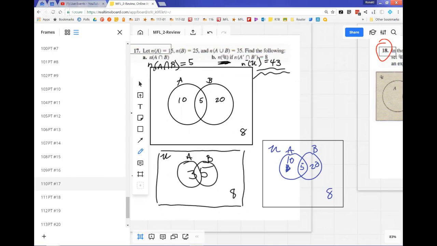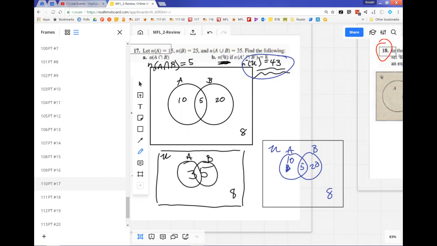So for part B, I have to just literally add these up. That's what I figured. That's what I did. 15 plus 20 is 35. 35 plus 8 is 43. So the answer to B is 43. The number of elements in the universal set is 43. I like these because I can just add them up. You can add them up, but you got to be careful which numbers you put where.